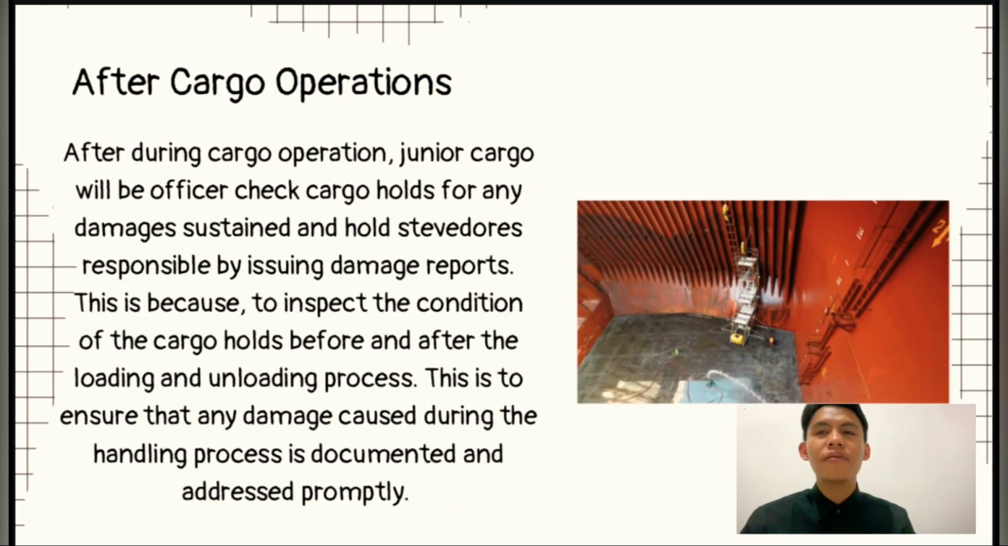And the last one is after cargo operation. The junior cargo officer will officially check the cargo hold for any damage sustained, and the stevedores are held responsible using a damage report. This is to inspect the condition of the cargo hold before and after the loading and unloading process, to ensure that any damage caused during the handling process is documented and addressed properly.